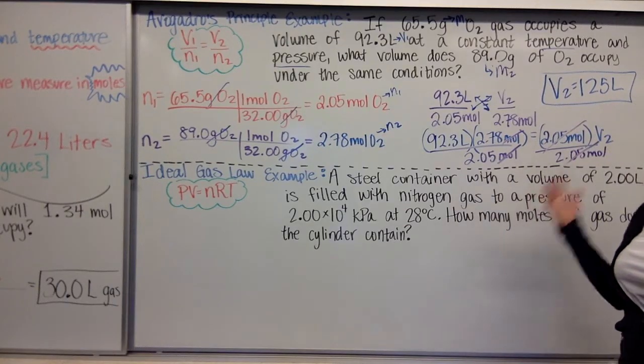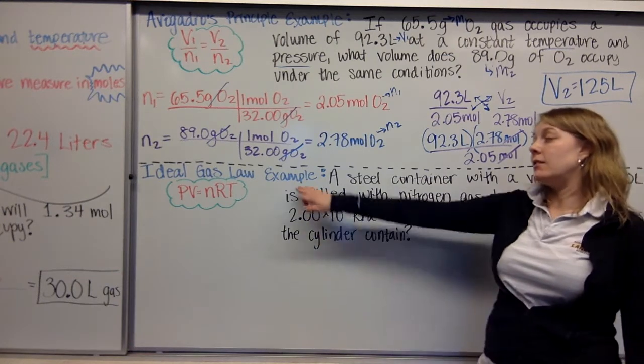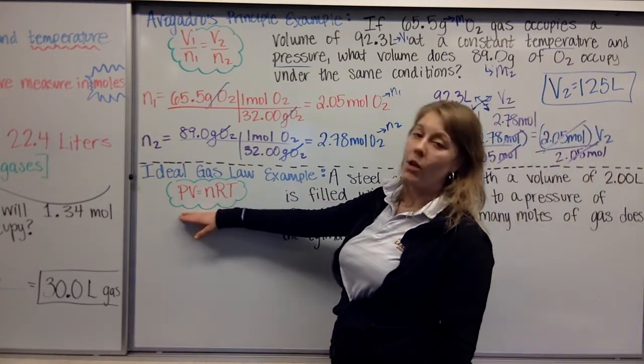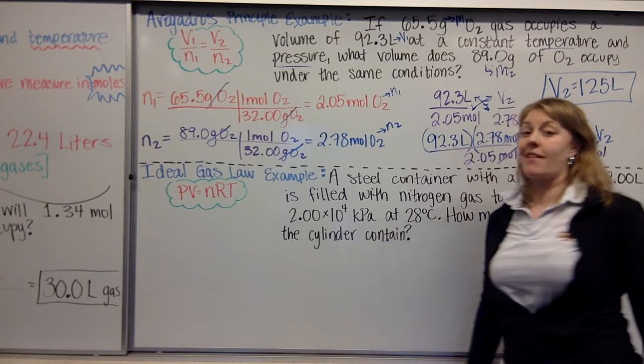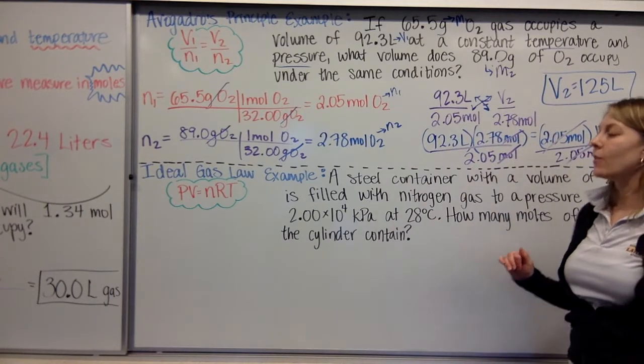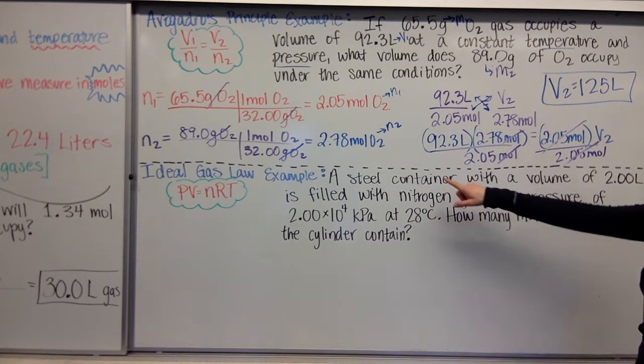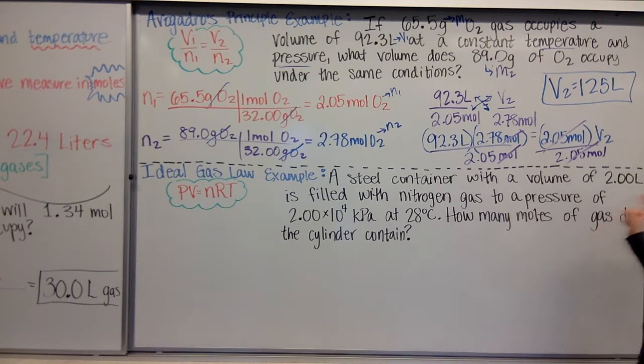The second problem I have here is working with the ideal gas law. Remember, PV equals nRT. You'll get so used to saying that you'll be sick of it. PV equals nRT. Here's my problem. A steel container with a volume of 2 liters is filled with nitrogen gas to a pressure of 2.00 times 10 to the 4th kPa at 28 degrees C. How many moles of gas does the cylinder contain?